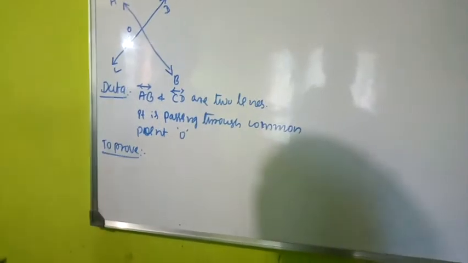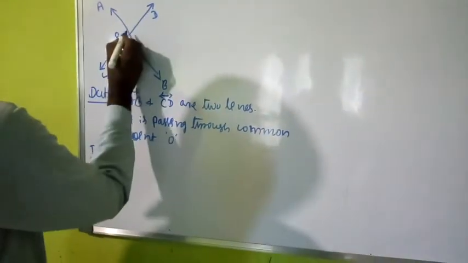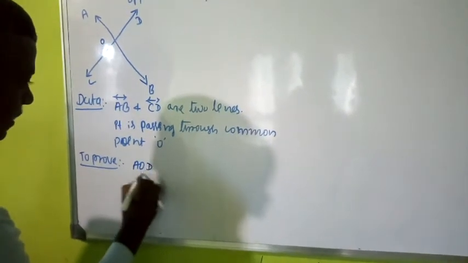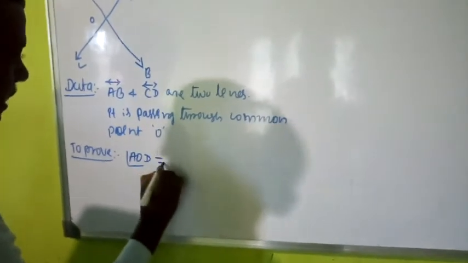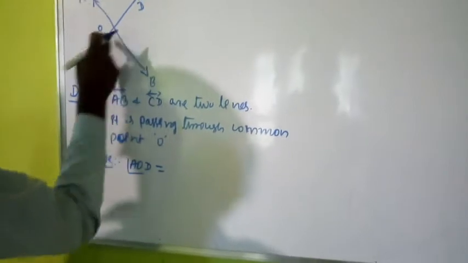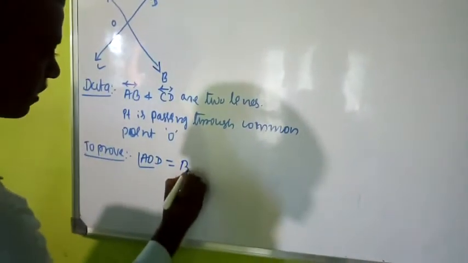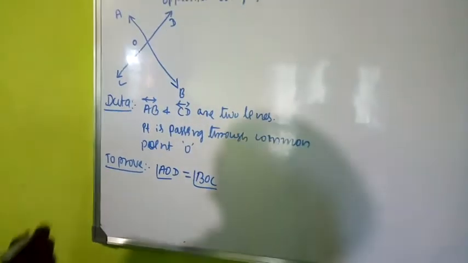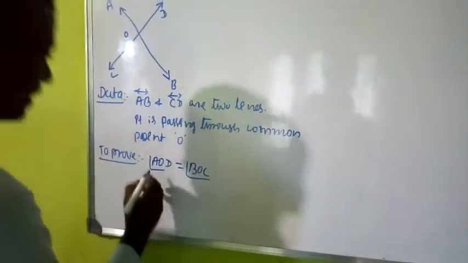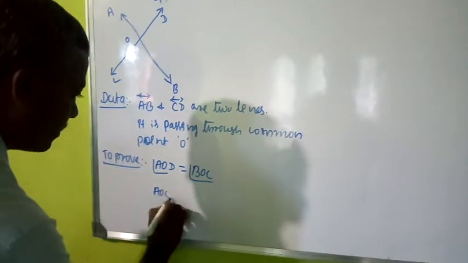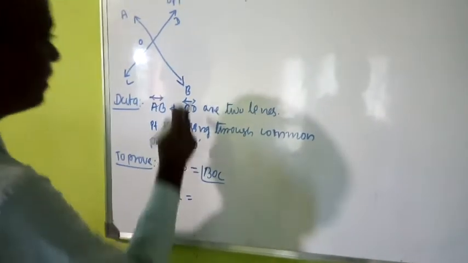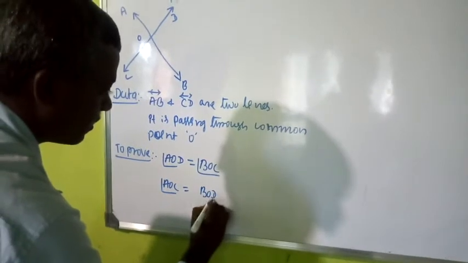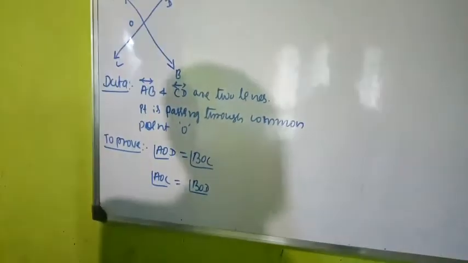We are going to prove that vertically opposite angles are equal. So for this, angle AOD is equal to angle BOC. Look, they are opposite to each other. Correct? As well as angle AOC is equal to angle BOD. So this is what we are going to prove in this theorem.